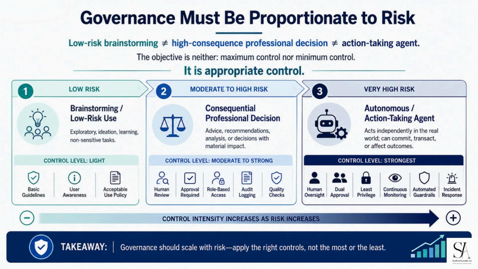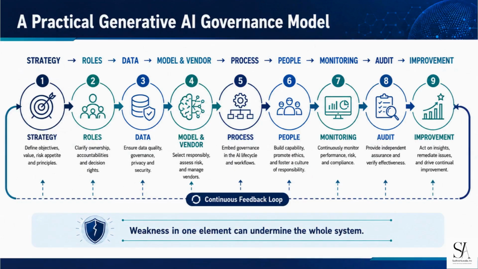An internal brainstorming application does not require the same governance structure as a system supporting a medical, legal, financial, or employment decision, nor should a system that generates text be treated in exactly the same way as an agent capable of taking actions in enterprise systems. The objective is therefore not maximum control. Excessive governance can slow useful experimentation, while insufficient governance can expose the organization to unnecessary risk. The challenge is to create controls strong enough for the consequence of the use case without making responsible innovation unnecessarily difficult. A practical governance model can therefore be thought of as a continuing sequence.